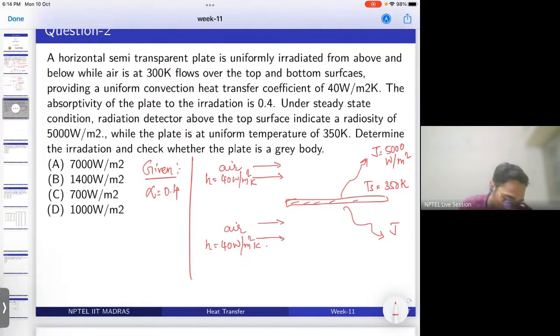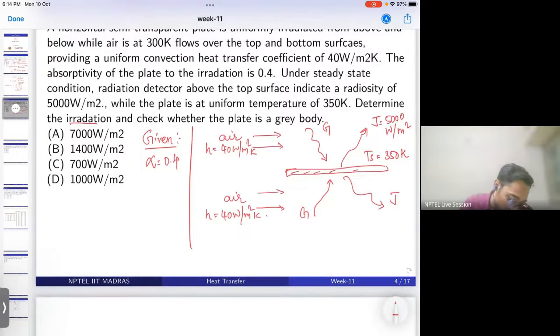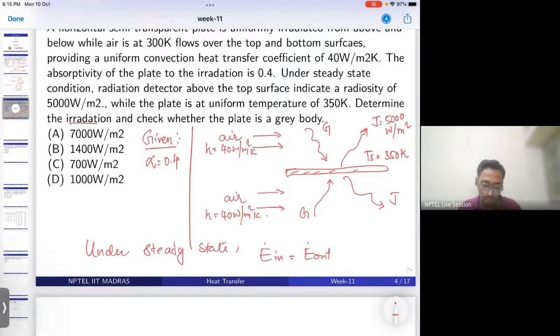The surface temperature is given as 350 Kelvin. We are asked to find out the irradiation, that is G, that is coming to the surface from both top and bottom, and check whether the plate is a gray body. So first, under steady state, whatever energy is coming in, it should leave out, right? Then only steady state conditions will happen.